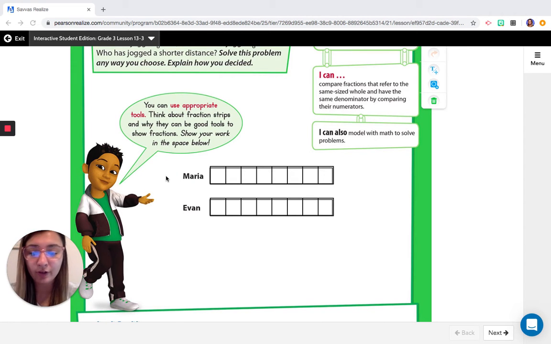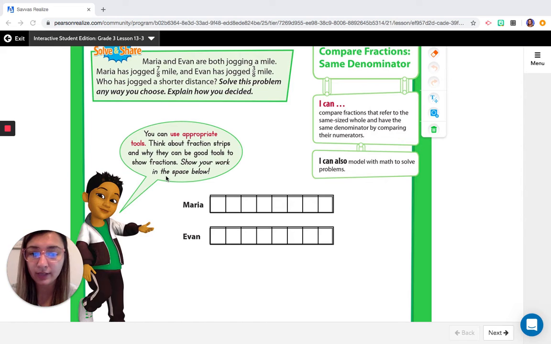So here we go. The first thing that we're going to do in order to figure this out is it says Maria jogged 7/8 of the mile. So what we're going to do, we know that there's 8 here. 1, 2, 3, 4, 5, 6, 7, 8. We're going to color in 7 of them because she ran 7/8 of the mile.